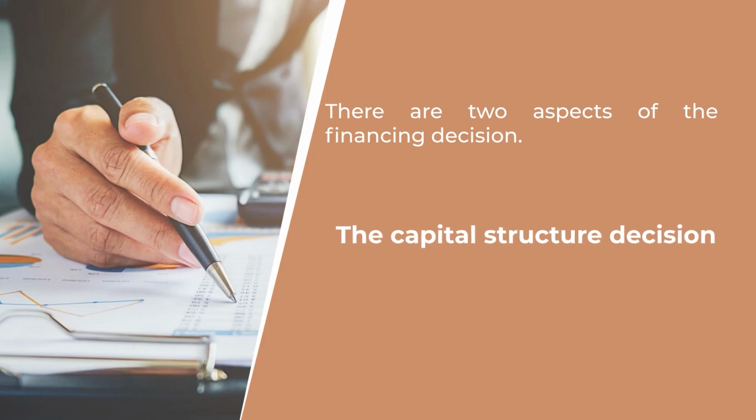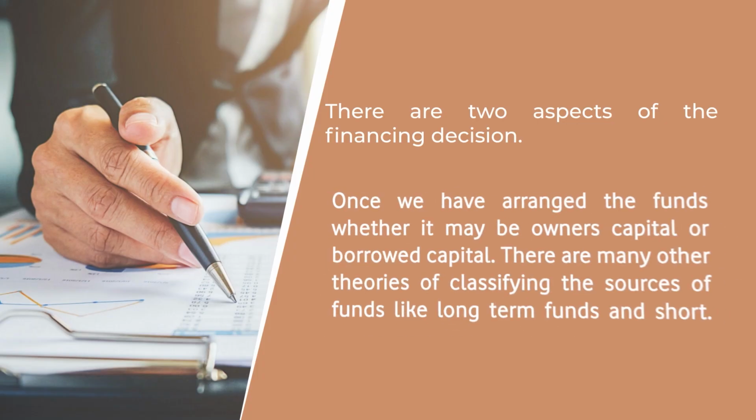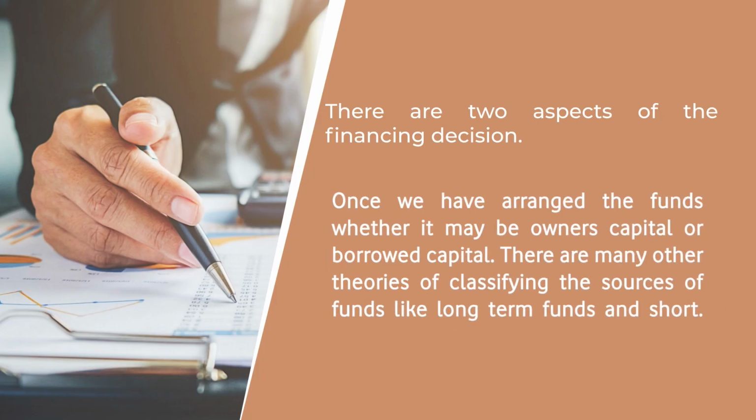Then comes the capital structure decision. When we say owner's capital, there are many sources through which we can fund it, like equity shares, preference shares or retained earnings. That will basically be the capital structure decision. That is the second decision under financial management. First was the investment decision, second is the financing decision, and once we have arranged the funds, whether owner's capital or borrowed capital, there are many other ways of classifying the sources of funds, like long term funds and short term funds, depending upon the requirement.